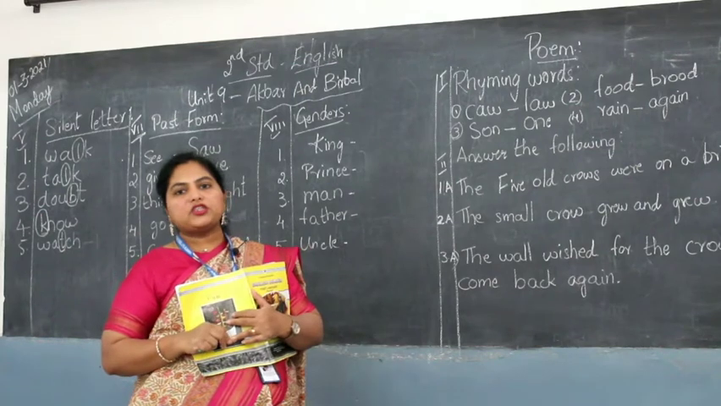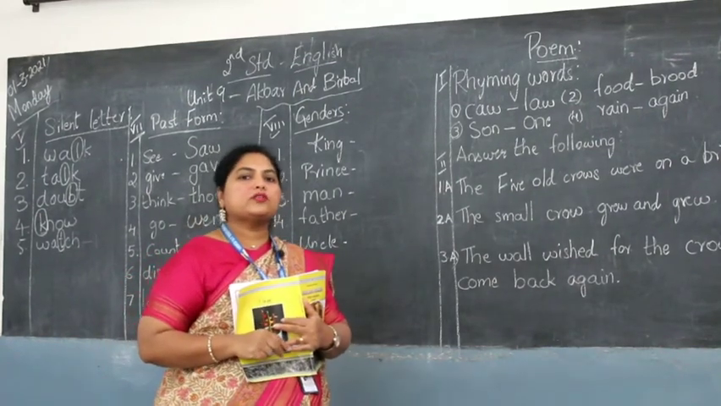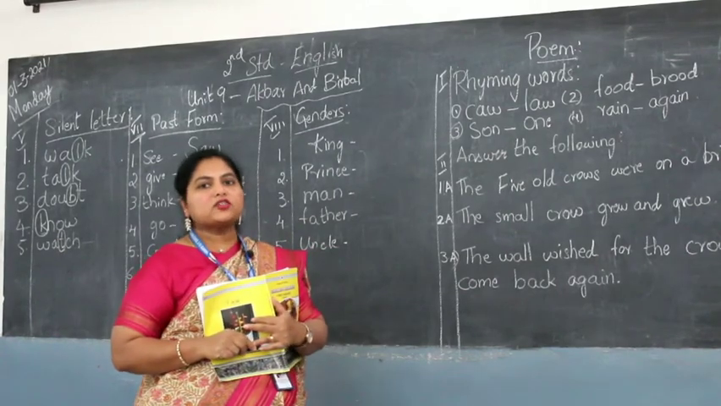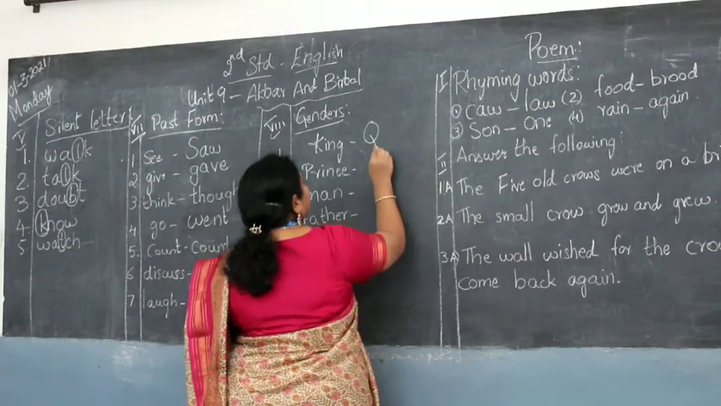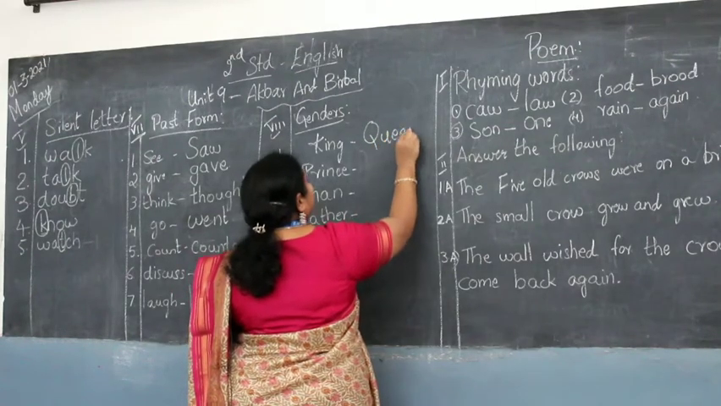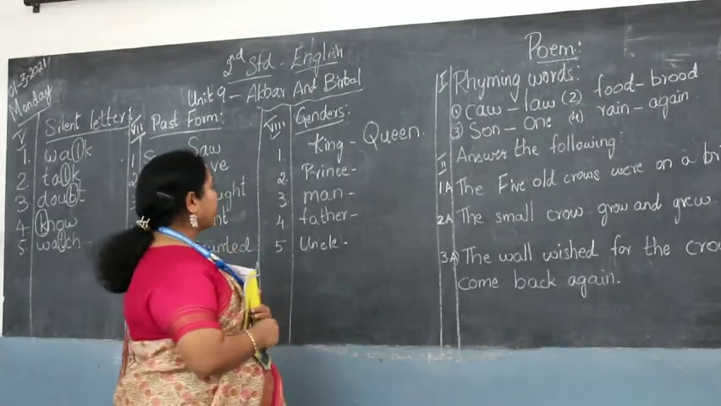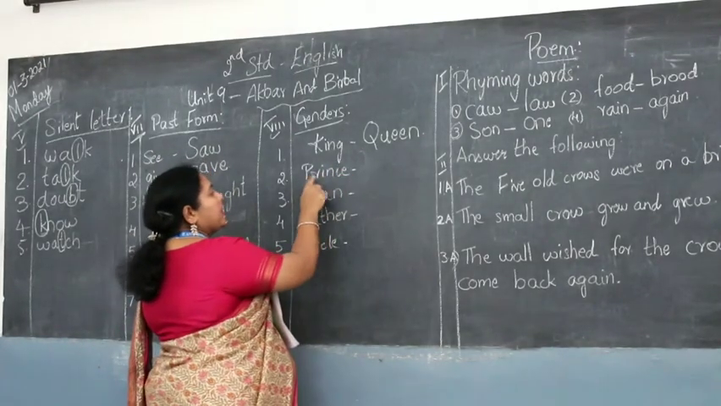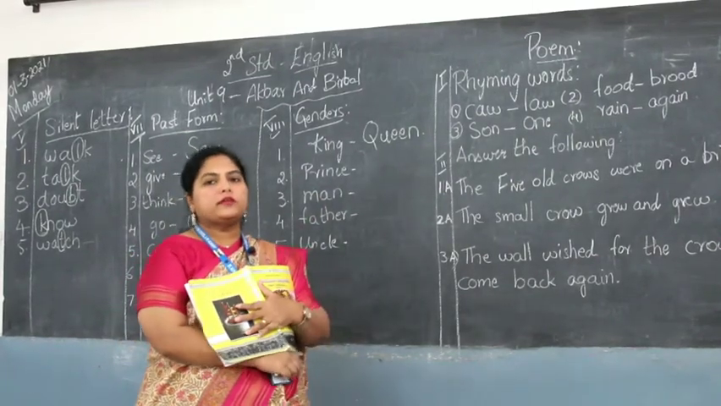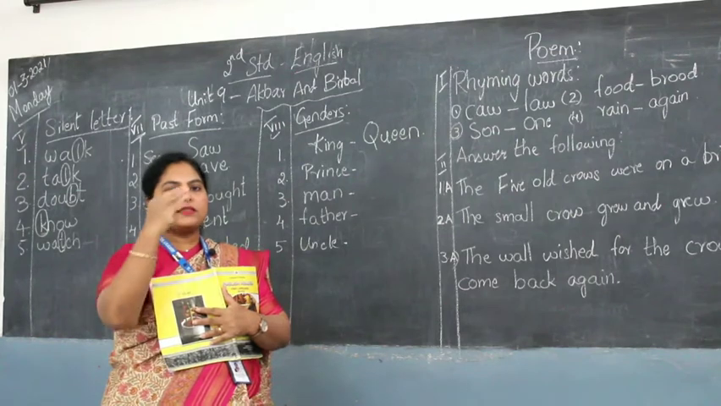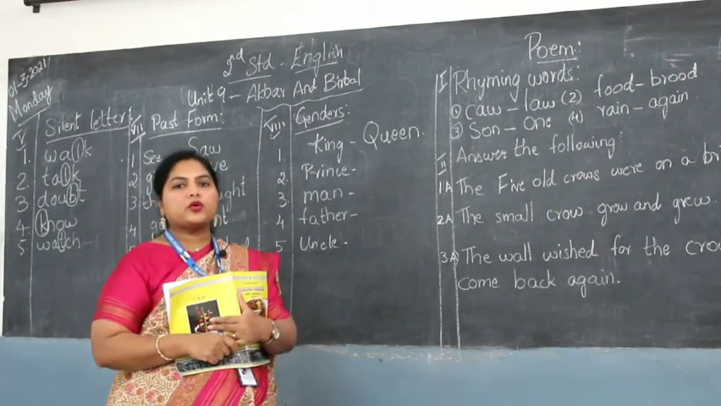So what is the feminine gender for the word king? If the man is called the king, what is his wife called? The woman is called a queen. Q-U-E-E-N, queen. What is a woman called? The queen. Okay? Prince. P-R-I-N-C-E, prince. So what is a prince called? Prince is a man. He is the son of a king. Okay? So what is the daughter of a king or a queen called?